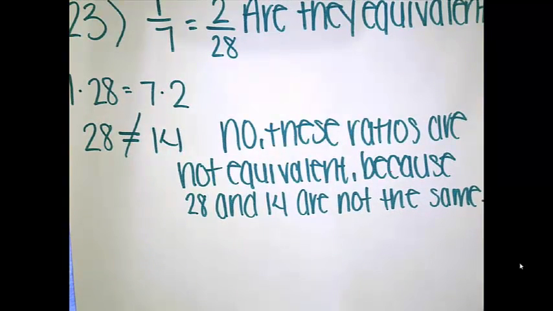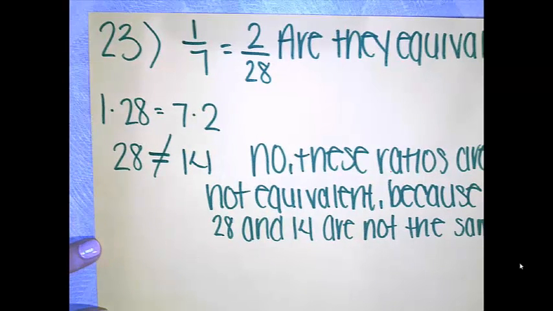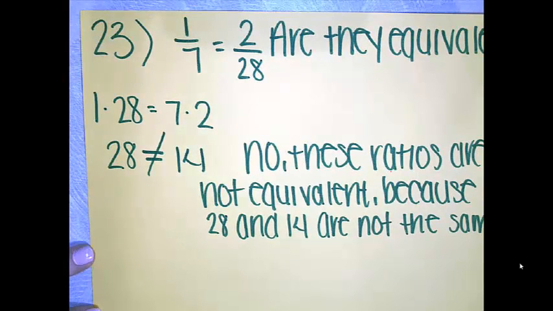Number 23. 1 over 7 is equal to 2 over 28. Are they equivalent? 1 times 28 equals 7 times 2. No, these ratios are not equivalent because 28 and 14 are not the same.